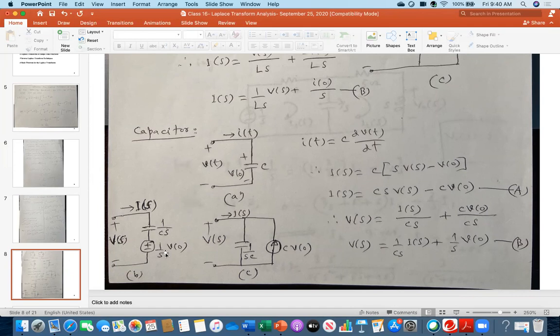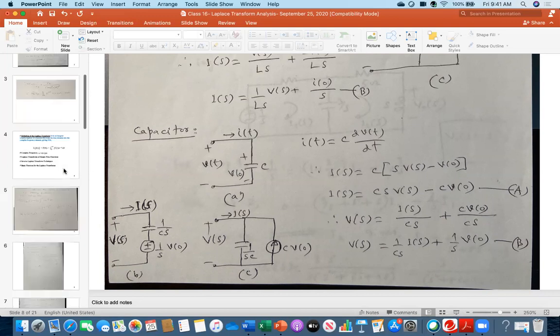If the initial conditions are not given, then just neglect this one. It is straightforward 1 over Cs. You don't need this branch. So therefore, let's have a look at both problems, including the initial condition and without the initial condition, and how we can apply this knowledge to circuit problems.